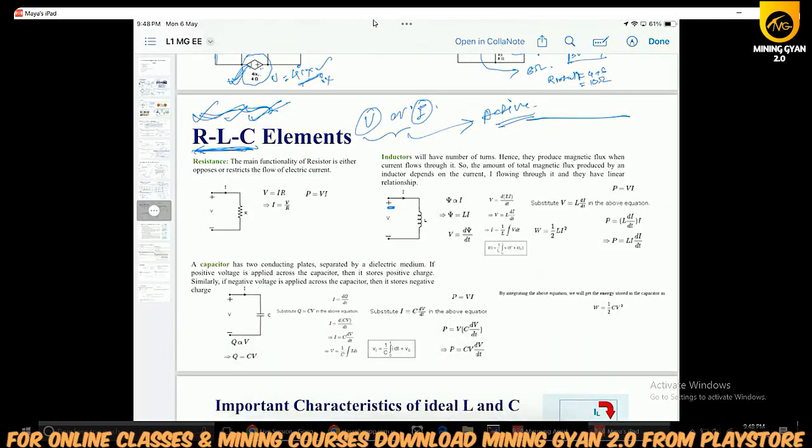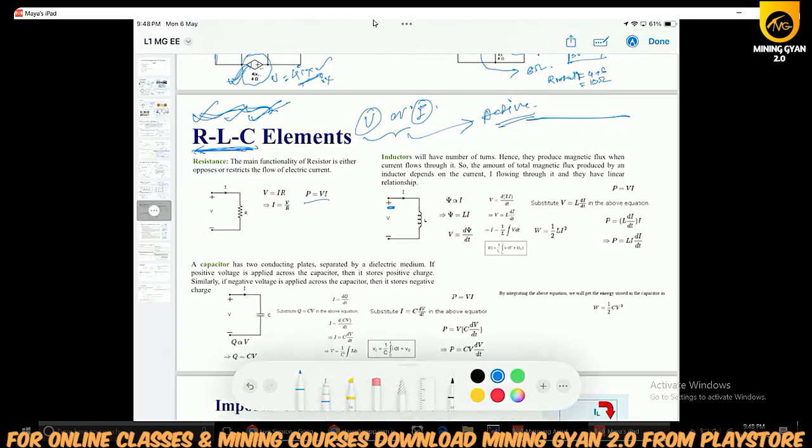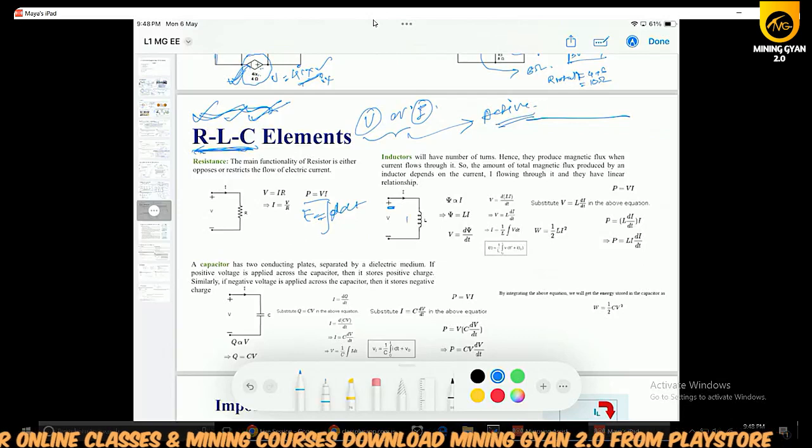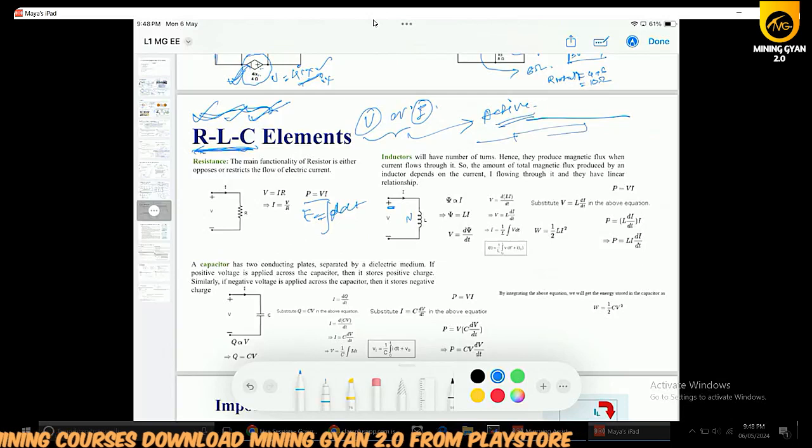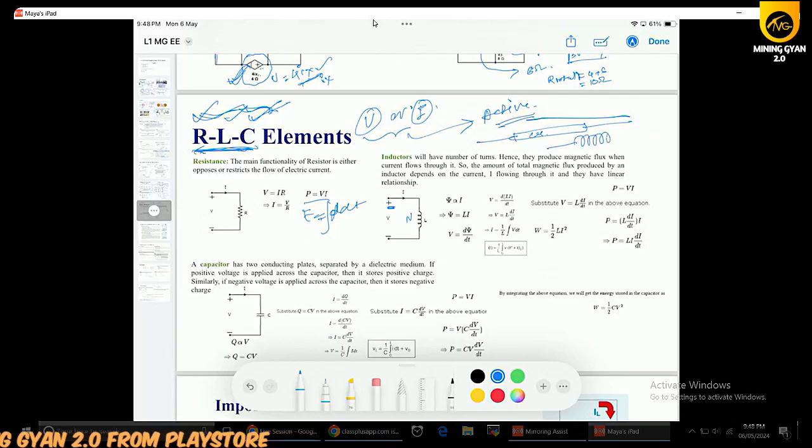So what is a resistance? You already know. How to calculate the power? You already know about that. How to calculate the energy? That will be this equation, the integral of P dt. Now, what is an inductor? Inductors have a number of turns, as you can see. N is the number of turns. This is an inductor. How do we make an inductor? If this is a conductor, a copper metal, and we rotate it like this and form a coil like this, X and Y.